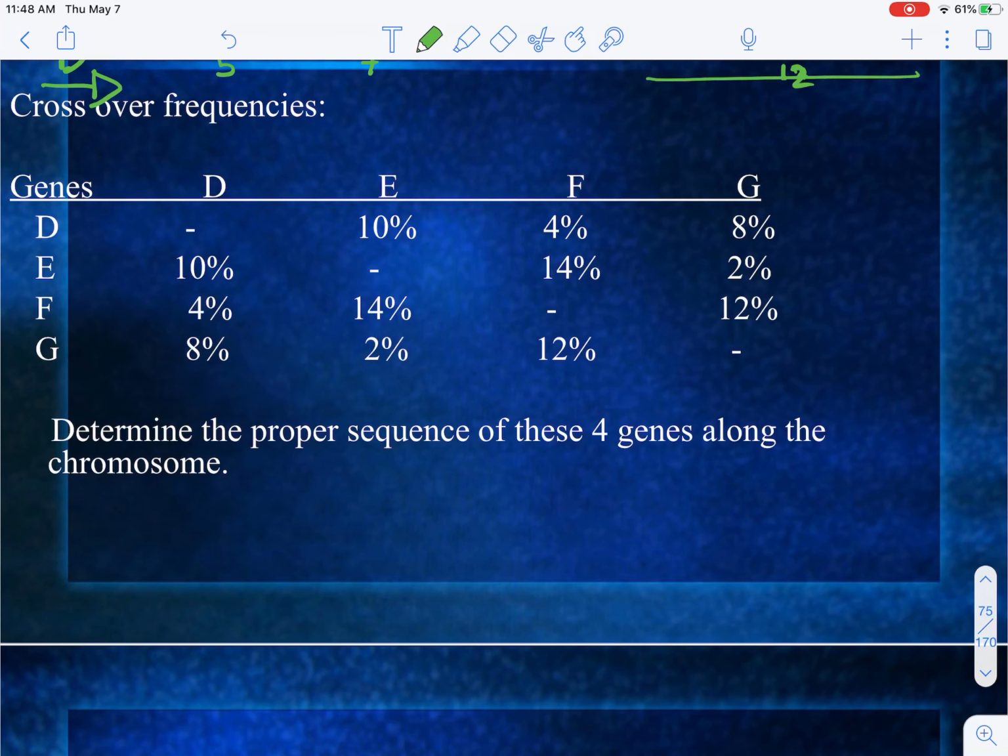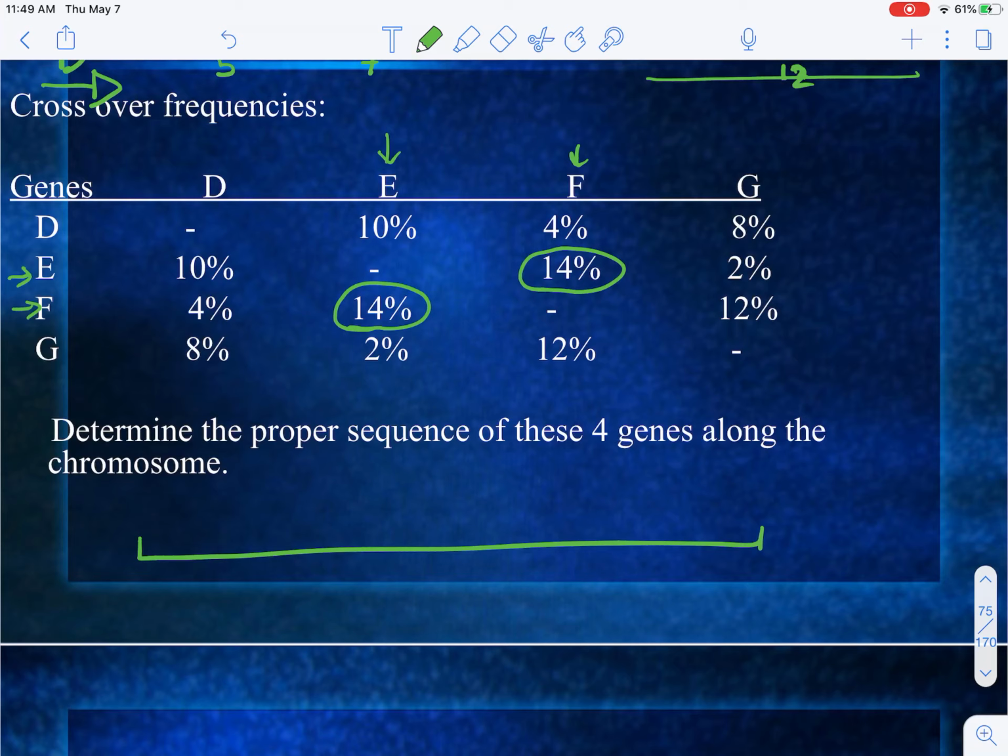So how we tackle this is, first of all, realizing that this is just the same as this information, except they've put it in a grid and they're showing it twice. Remember I said we look for the biggest number, and you see a 14% here between F and E. We know it's 14 map units apart, so that's my biggest distance. You might say, wait a minute, there's another 14. But it's still telling you the same thing, that E and F are 14 apart. They just have it written in 2 spots in the grid.